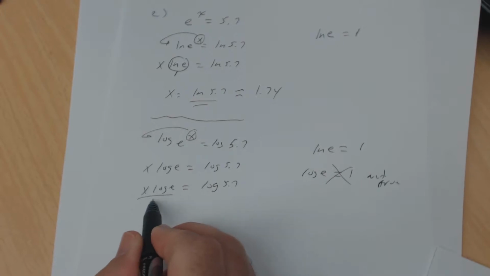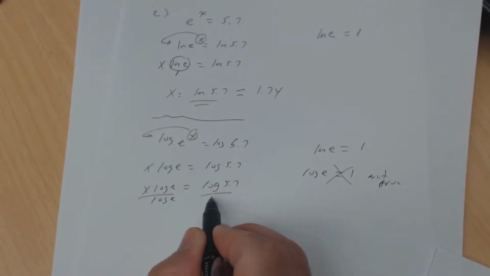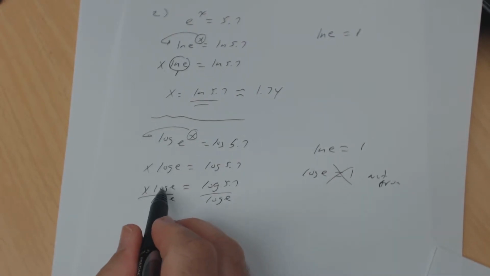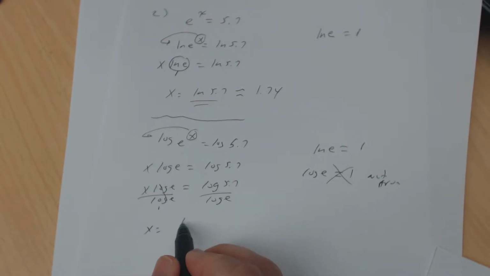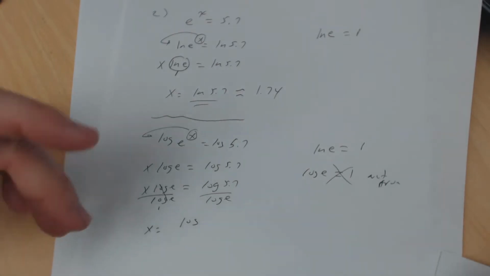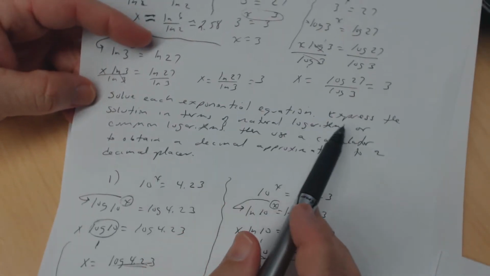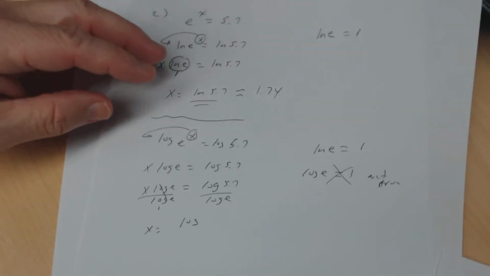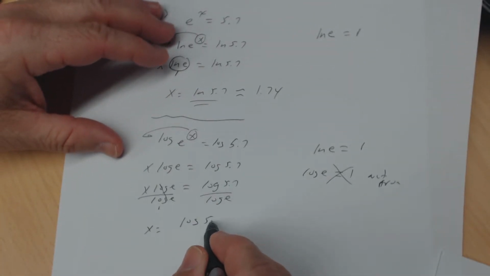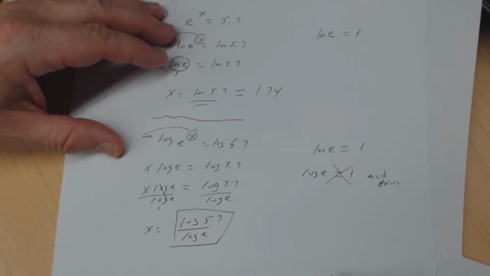And so I'm going to divide both sides by the log of e, just like this. And so the log of e divided by log of e is 1. 1 times x is x. And in terms of the part of the directions that said to express the solution in terms of natural log or common logarithm, then your answer for that part would be just this. That's your answer for that part.